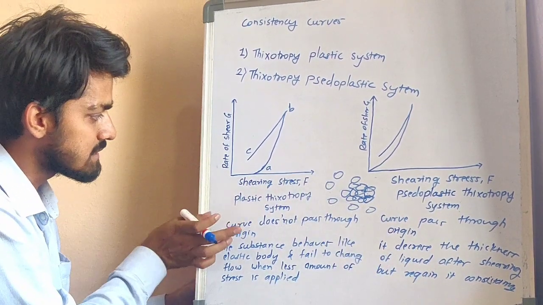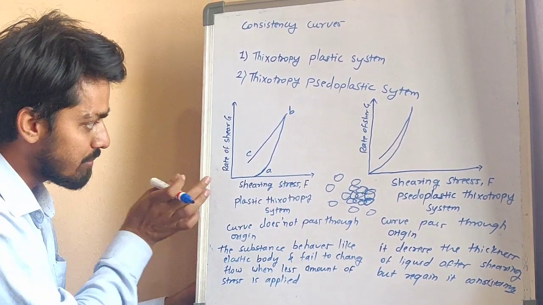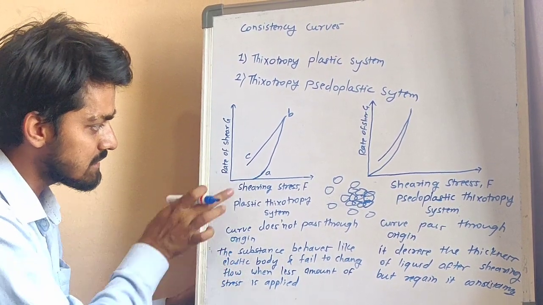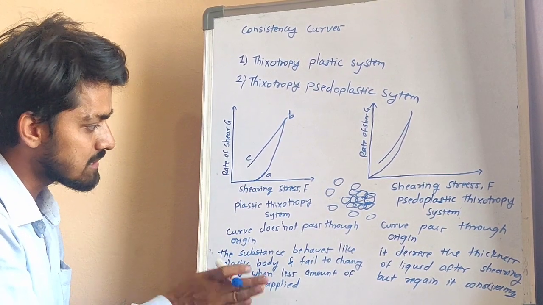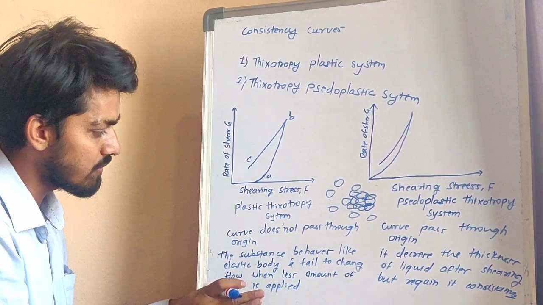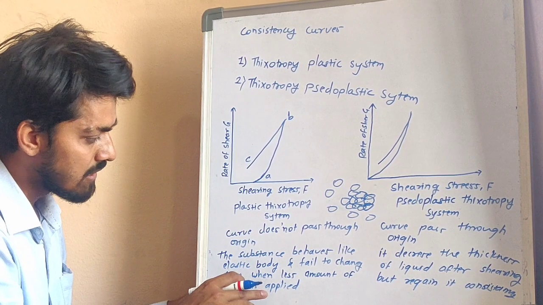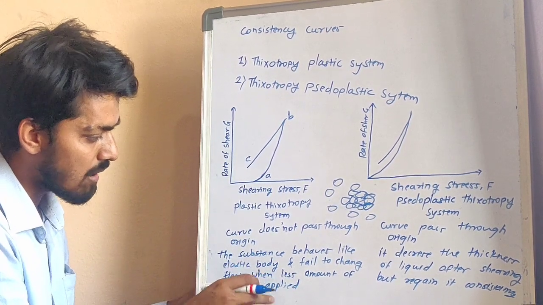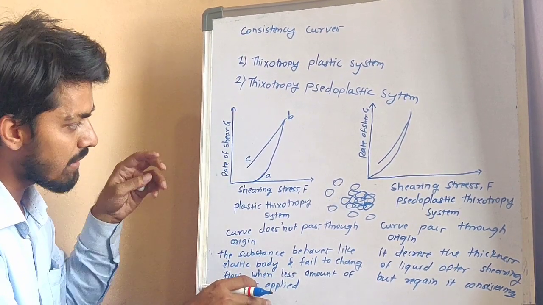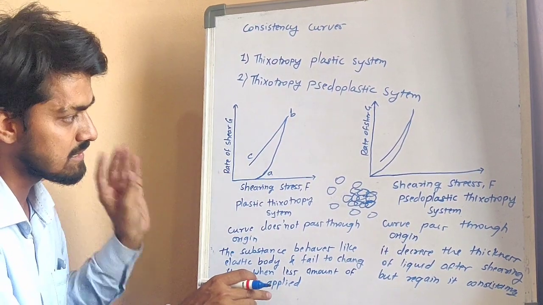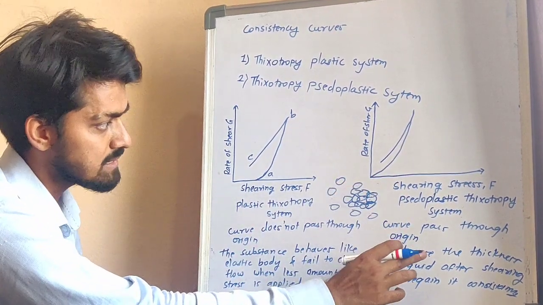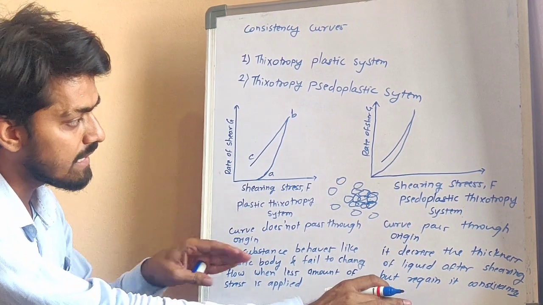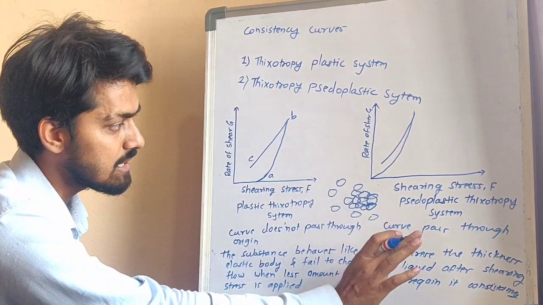What is the difference between the two? In the first system, when we apply shear stress at the beginning, it does not change the consistency of the liquid, but after a while, when a particular amount of shear stress is applied, it starts changing its consistency. But in pseudoplastic flow, it starts changing its consistency from the beginning.